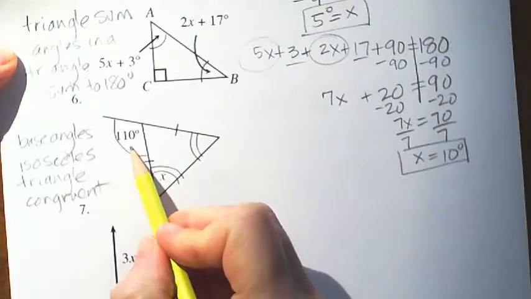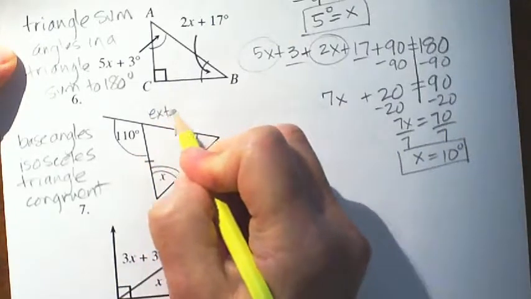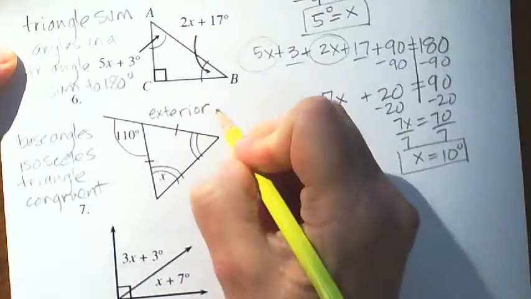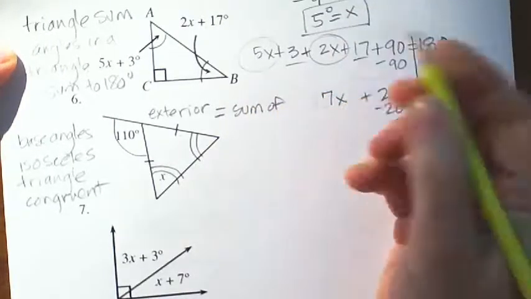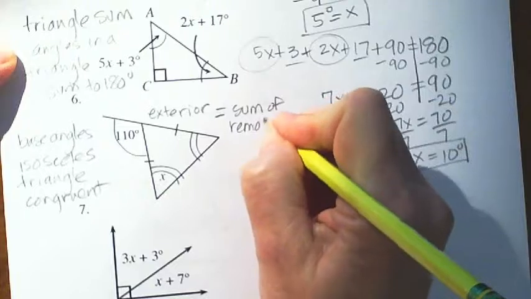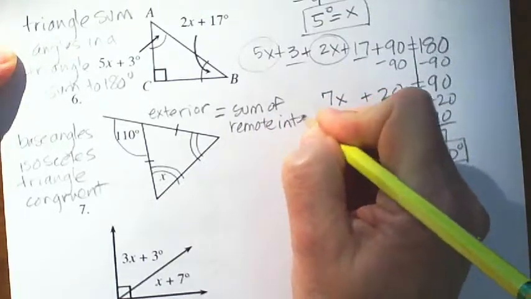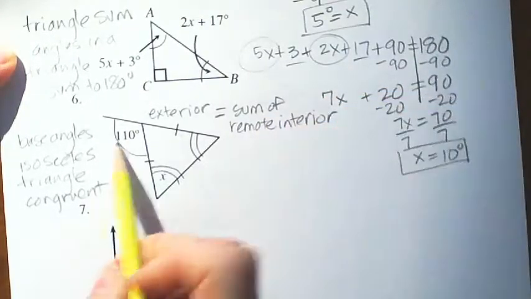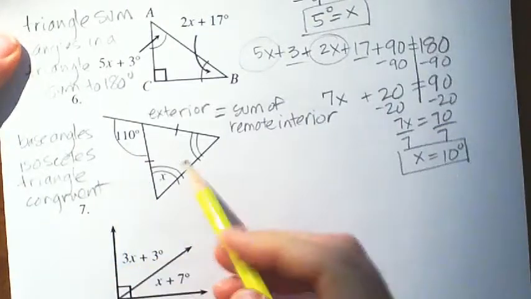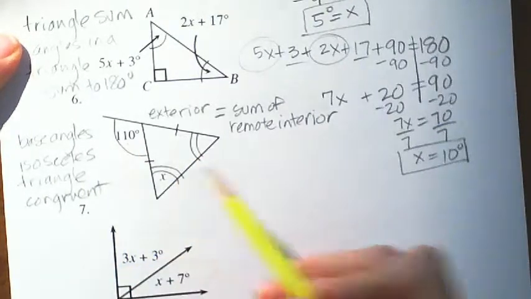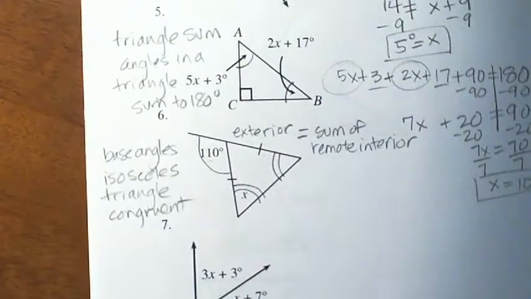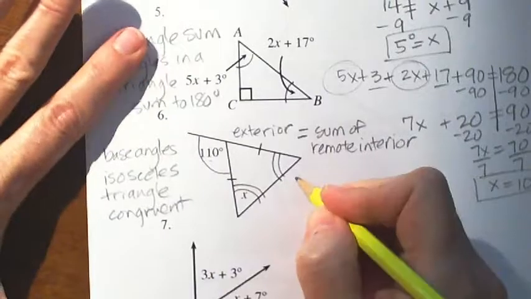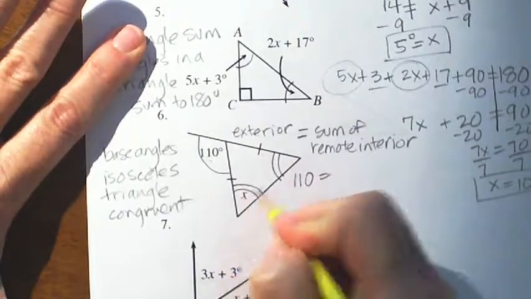Okay, and then the exterior angle equals the sum of remote interior angles. So this angle on the outside, 110, is going to equal these two angles added up together. I'm trying to get the lighting to work here. Okay, so that means 110 is going to be equal to these two together.